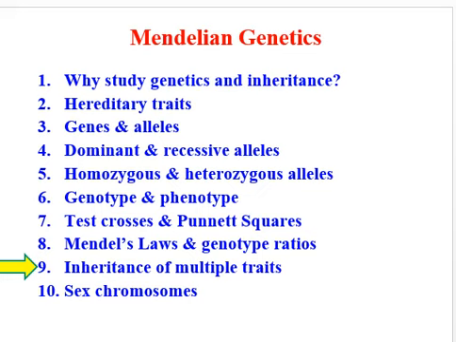But what about two traits? In reality, there are 46 chromosomes. There are 23 pairs of chromosomes. Each one of those chromosomes has hundreds of genes that are related to hundreds of traits. So if we go a little more advanced, but not much, and talk about two traits at the same time, then it gets a little more complicated. And that's this next subject, the inheritance of multiple traits.